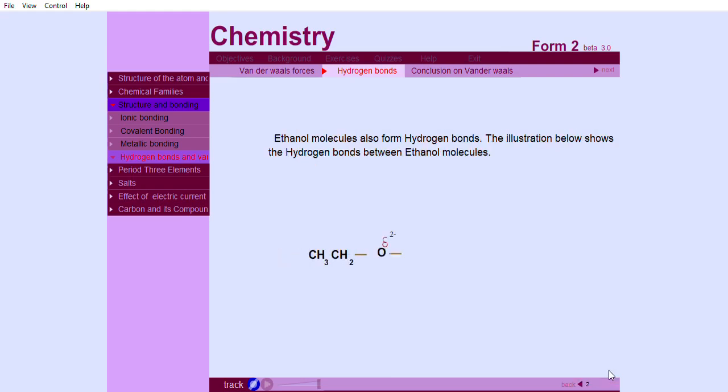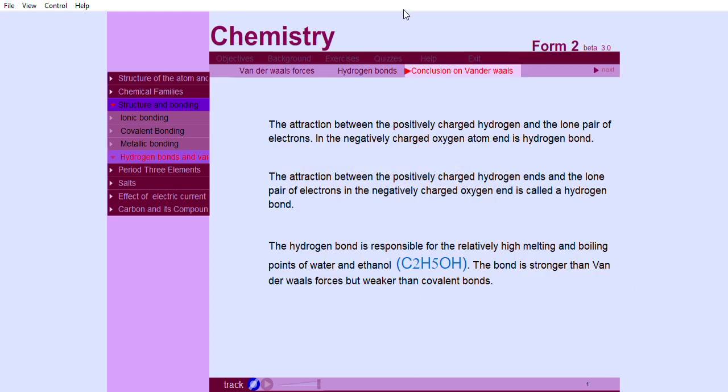Ethanol molecules also form hydrogen bonds. The illustration below shows hydrogen bonds between ethanol molecules. The attraction between the positively charged hydrogen ends and the lone pair of electrons in the negatively charged oxygen end is called a hydrogen bond.